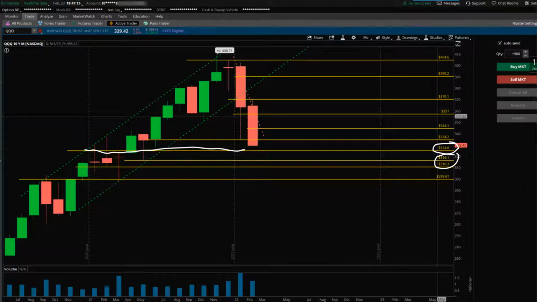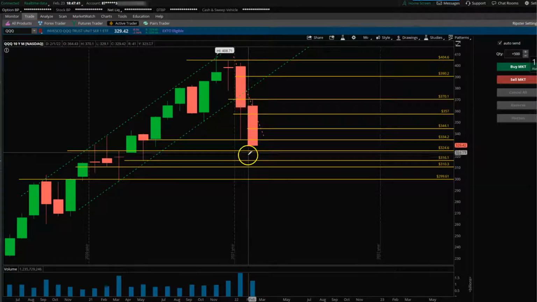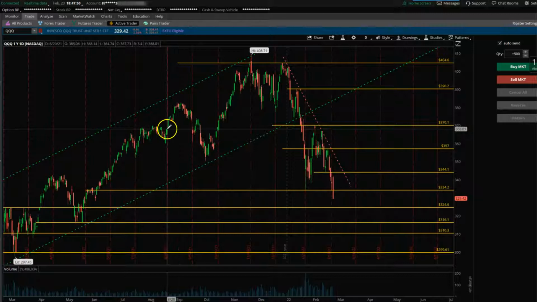By the time it would get there, it would be the end of this current month. So you still have about a few trading days left in this month. So we'll see how that goes. But it just technically looks like it wants to go there.